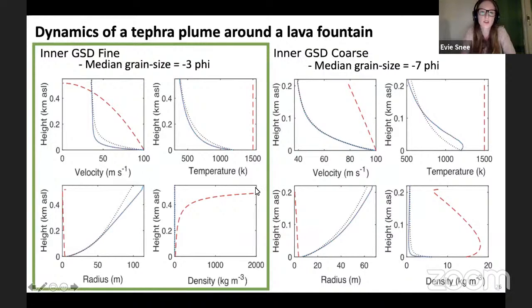And this goes back to the entrainment. We don't have any entrainment into the inner plume. So because of this, all the gas has been entrained out, and we're left with just the solid particles.